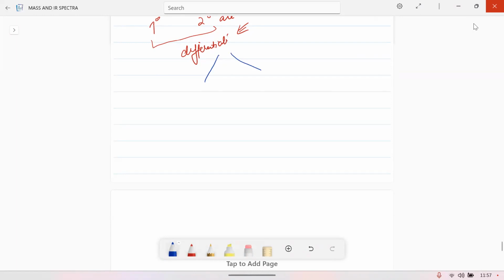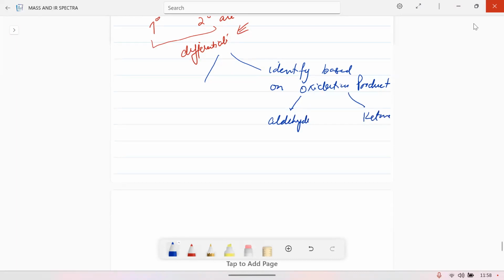One way is you identify based on the oxidation product. Oxidation product means when it is oxidized, what is the result? So that means the oxidation product can form an aldehyde or it can form a ketone. And how do you test them? Using the Tollens reagent, Fehling solution. We have done this before. Fehling or Benedict solution.